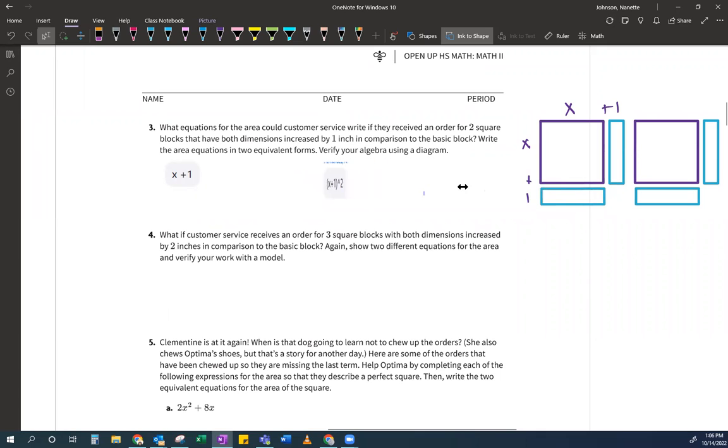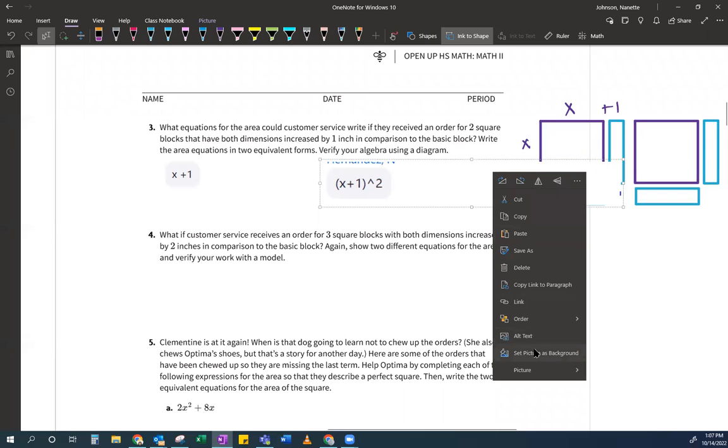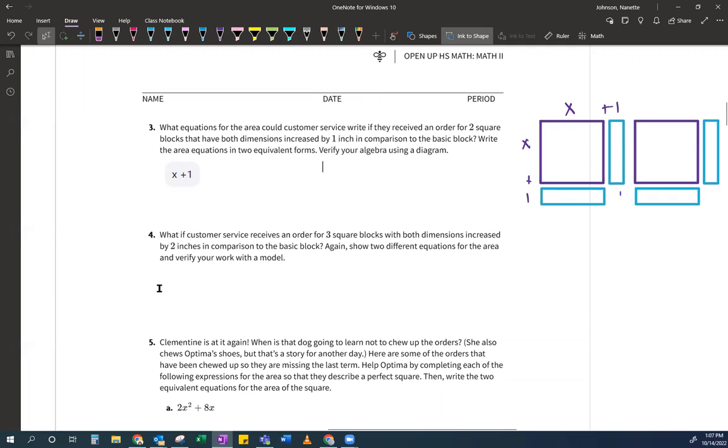Why does this look like this? Ooh, what happened? Did I like really? Ooh, I don't know what to do with this. Okay. Oh, I just made him disappear.